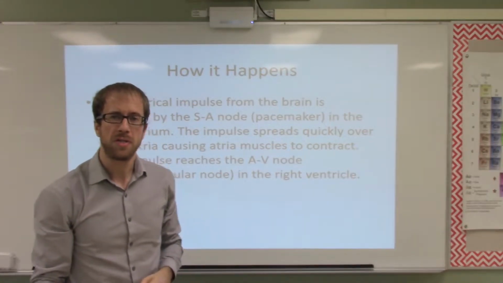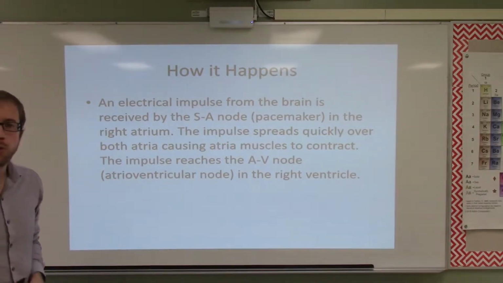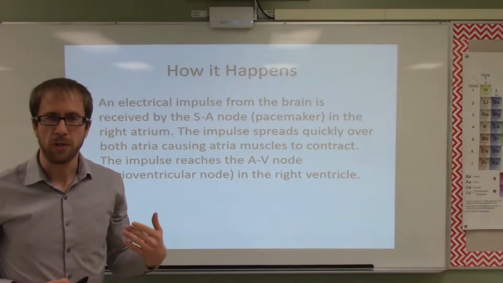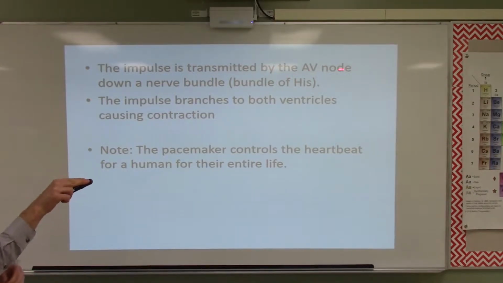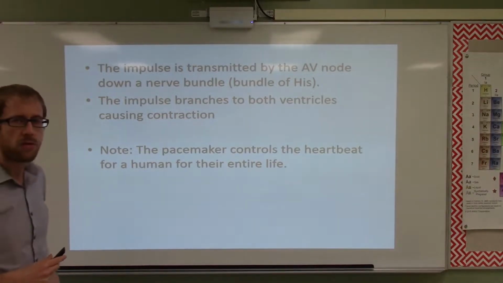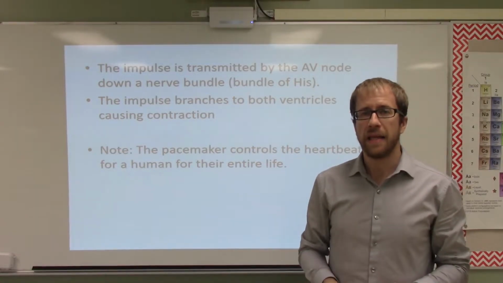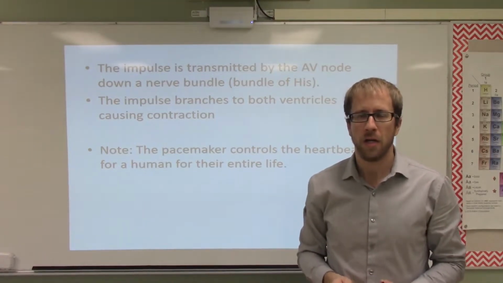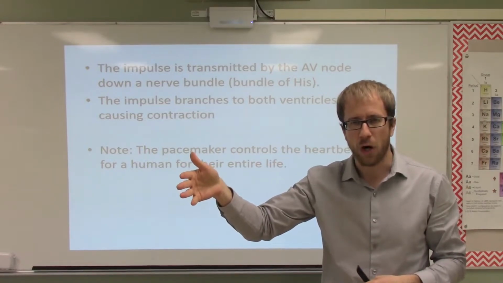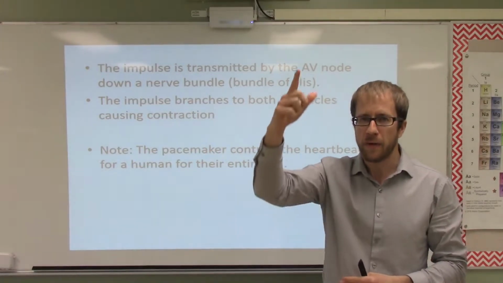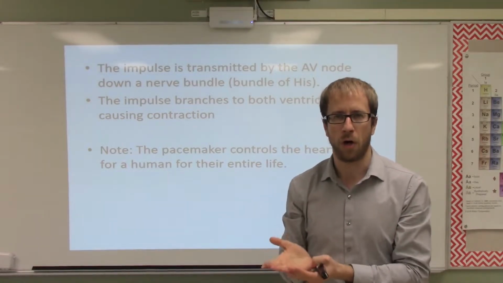Now, once that electrical signal gets to the AV node, the atrioventricular node, that signal will be transmitted. So the impulse is transmitted by the AV node down a nerve bundle called the bundle of His. And this bundle of His lays in the septum of your heart. So the barrier between your left and right sides of your heart, your left and right ventricle, there is a bundle of nerve fibers that goes all the way down to the bottom of your heart.